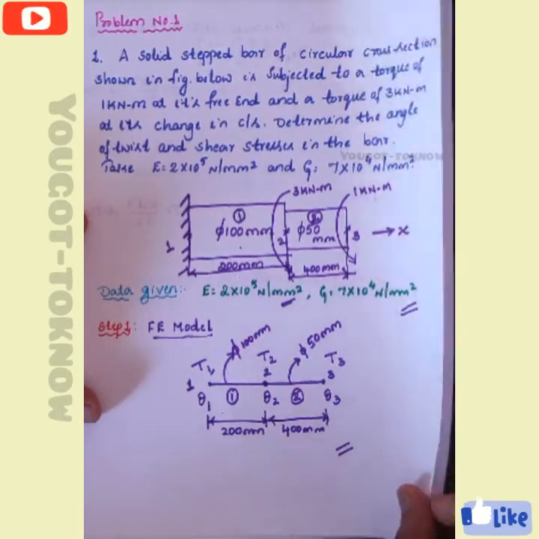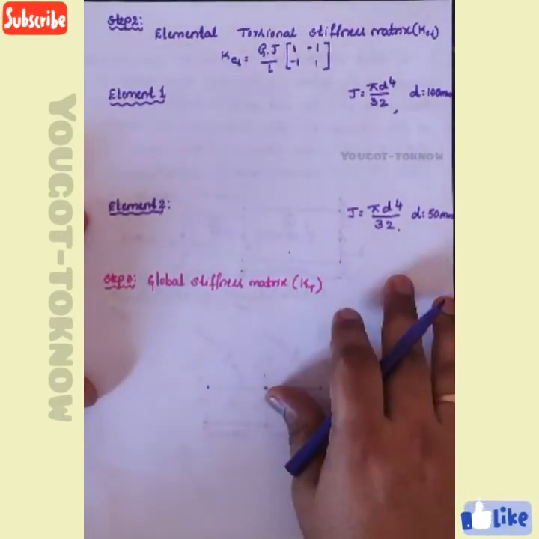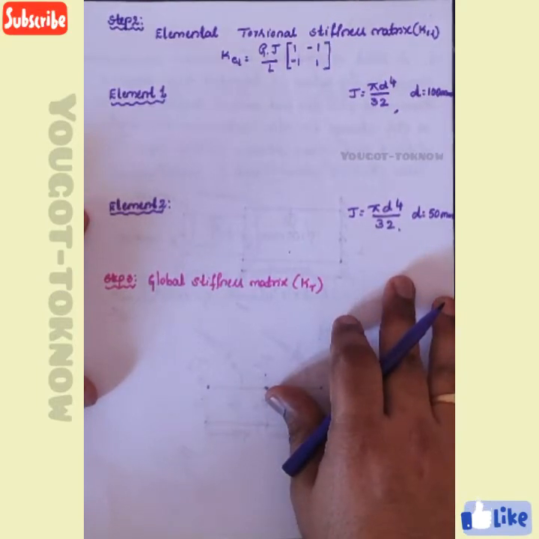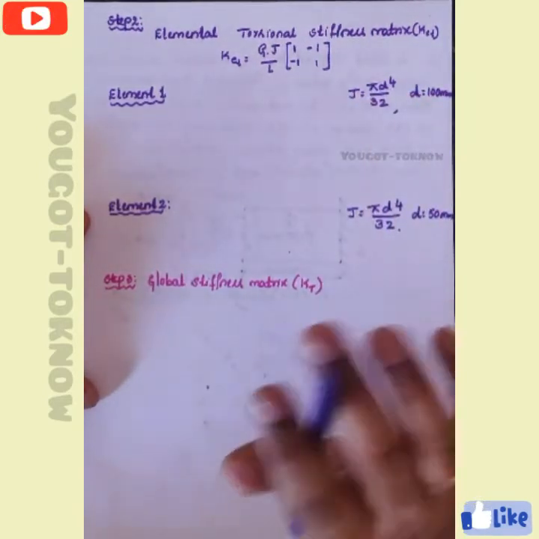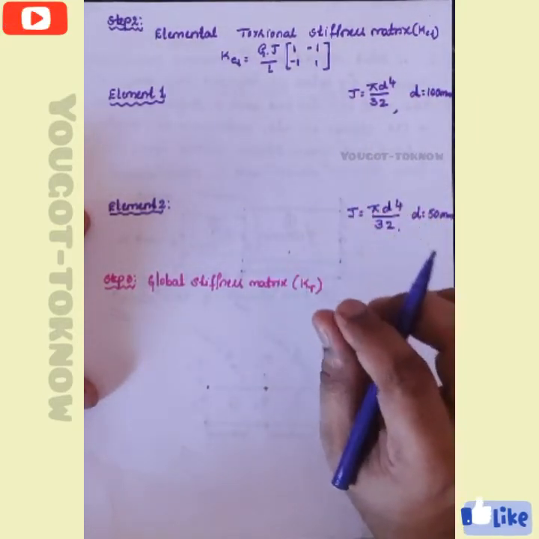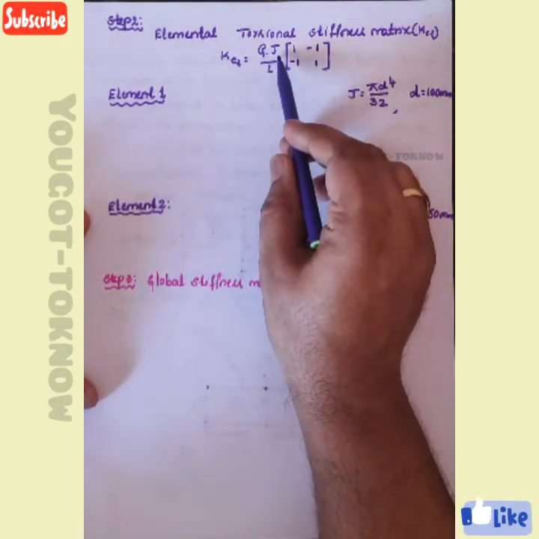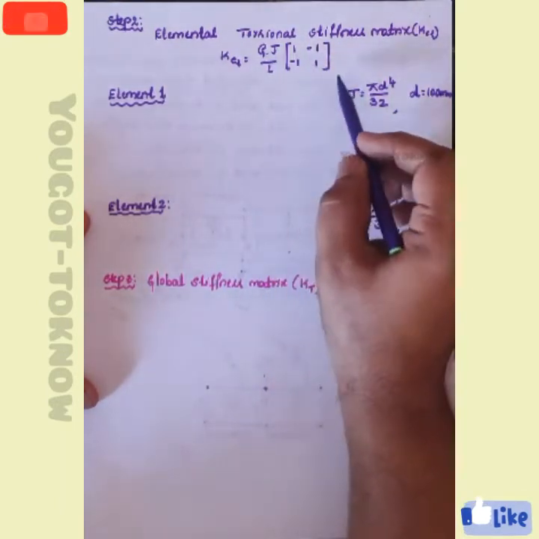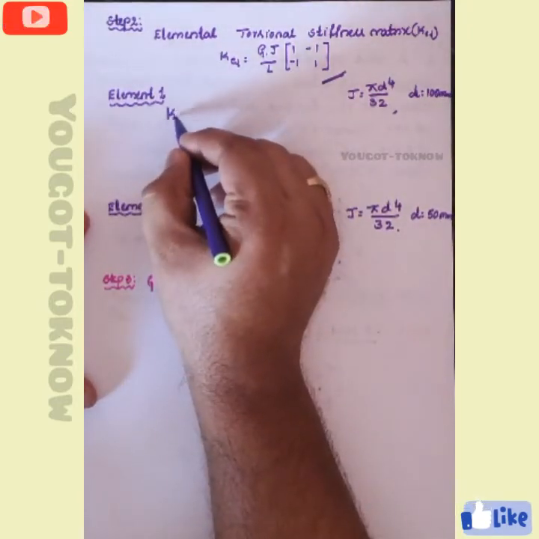So, after this first step, what is the next step? See, similar to your bar element, the elemental torsional stiffness matrix. Here we don't call it a stiffness matrix, we call it the torsional stiffness matrix. Almost similar, but we add the name torsional stiffness matrix. What is the torsional stiffness matrix for a bar? G into J divided by L, [1 -1; -1 1]. This is your matrix. Now if you take first element, what is first element?